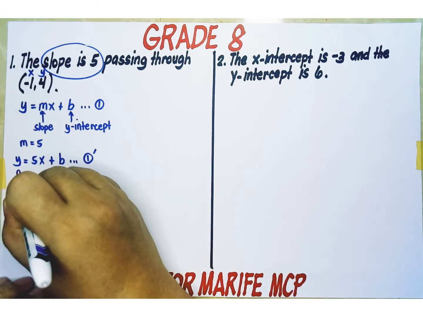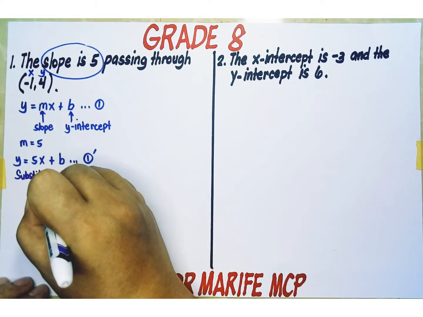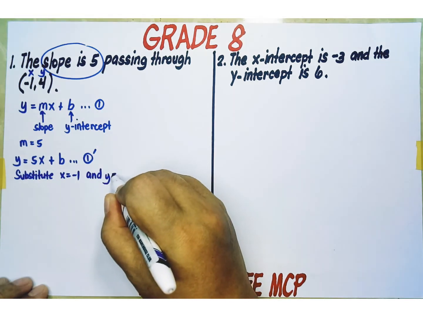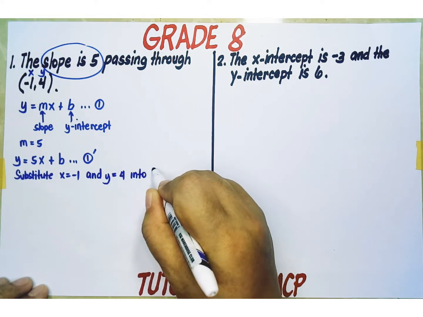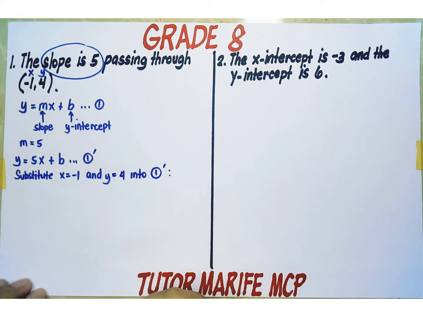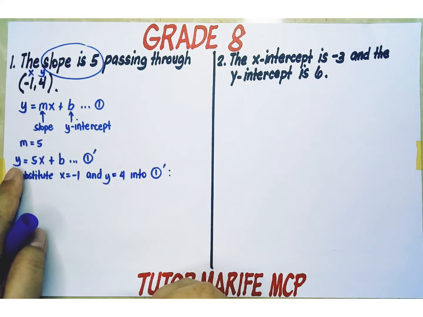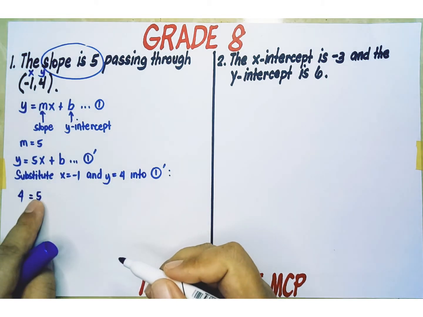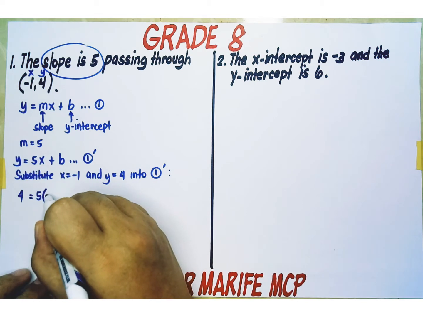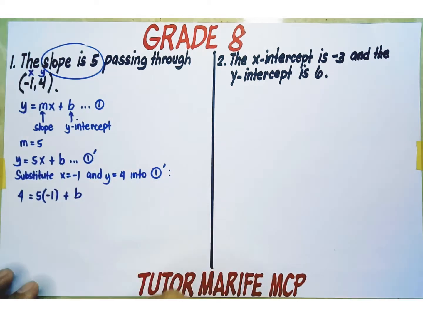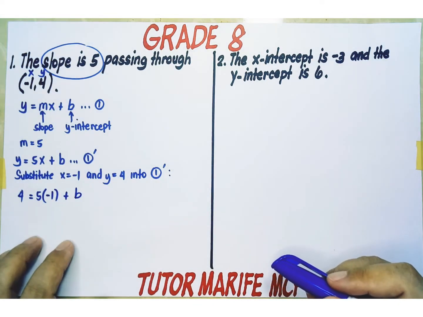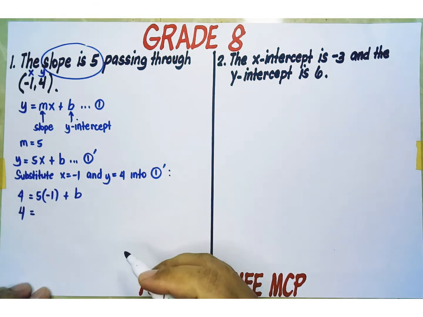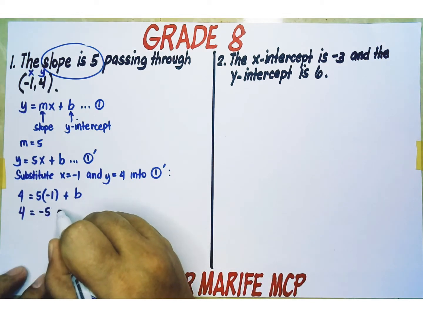So we're going to substitute x equals -1 and y equals 4 into equation 1 prime to solve for b. So let's do that. Y, replaced with 4, equals 5 times x, replaced with -1, plus b. Obviously, b is solvable kasi siya na lang ang variable sa equation. So 4 equals 5 times -1 is -5 plus b.